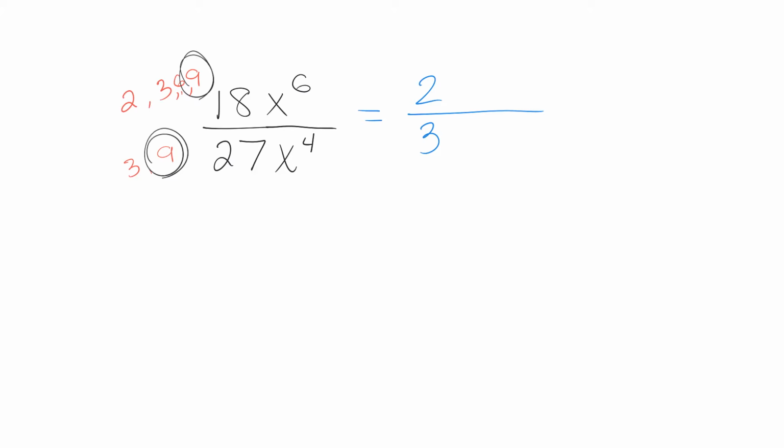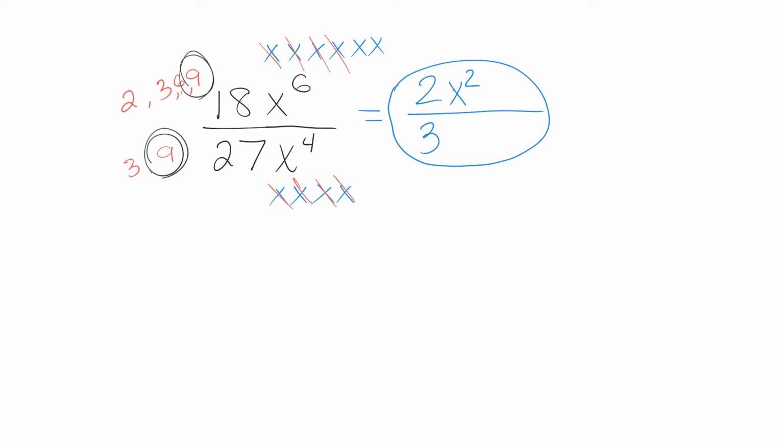Now let's look at the x's. On top we have 6 x's, and on the bottom we have 4. So if we start to cancel those x's out, how many are left on top? 2. So we have x squared on top. The faster way is that, if you take away 4 of the 6, you're going to have 2. But this is why that works. So our simplified expression is 2x squared over 3. All right?